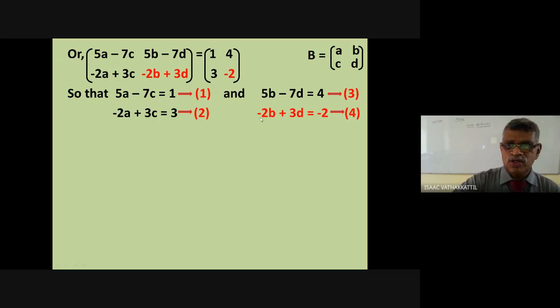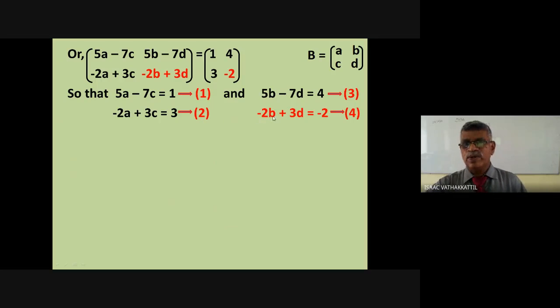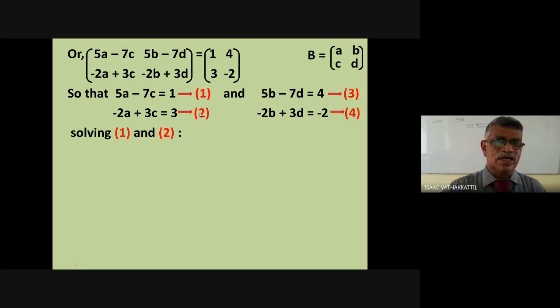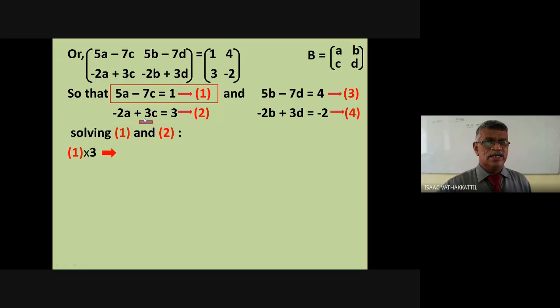We are going to have total 4 equations and 4 unknowns, but don't worry, 2 equations in a and c, 2 unknowns. Another 2 equations in b and d. So solve for these 2 equations for a and c. How you solve them? You know how to solve linear equations. You eliminate one of the variables.